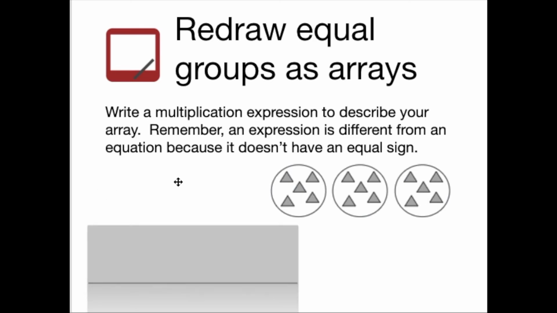Next, let's write a multiplication expression to describe your array. Remember, the expression is different from an equation because it doesn't have the equal sign. Go ahead and write the expression that we drew with our array for 3 groups of 5. Good, that expression should be 3 groups of 5. We don't need an equal sign because an expression is different than an equation.